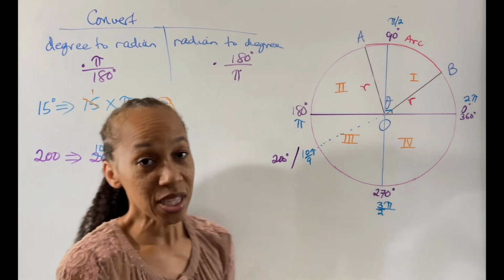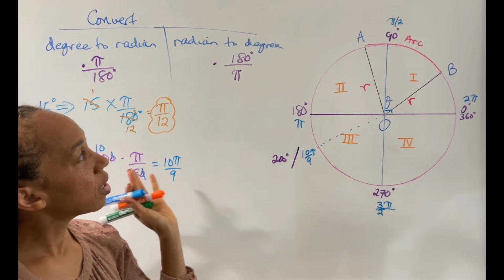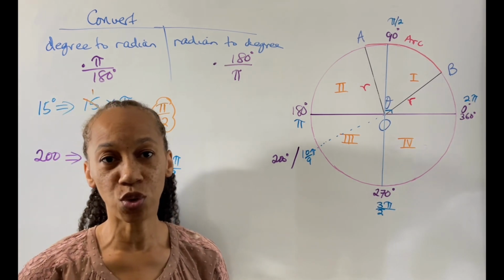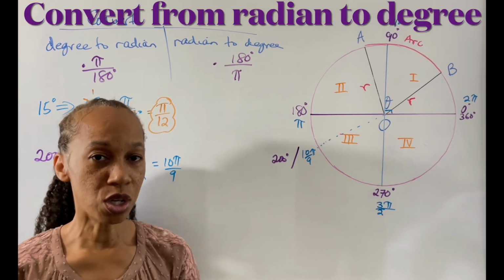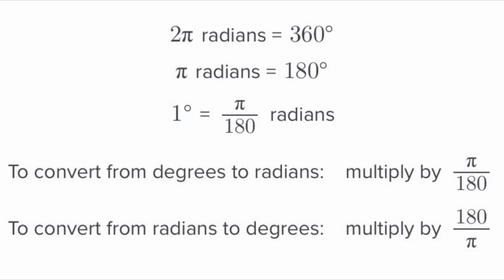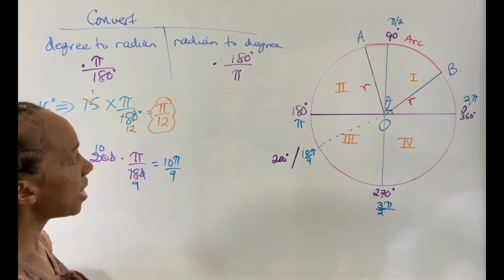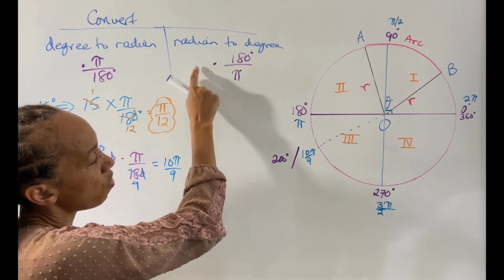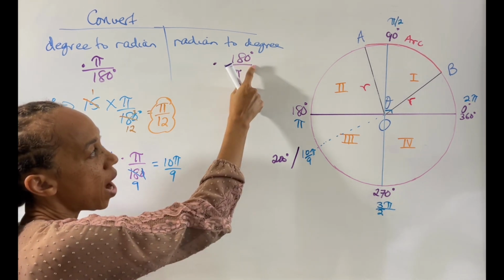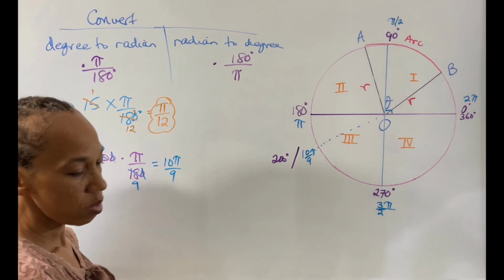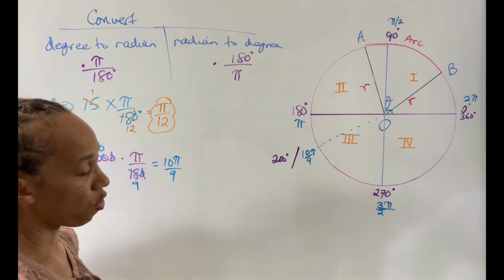Now, that is what it is for converting degrees to radians. So now I'm going to show you how to convert from radians to degrees. If we're given the radian, we need to know the formula that we're going to apply in order to get our answer in degrees. The formula is that we multiply the radian we're given by 180 over pi. So let's get started with that formula.